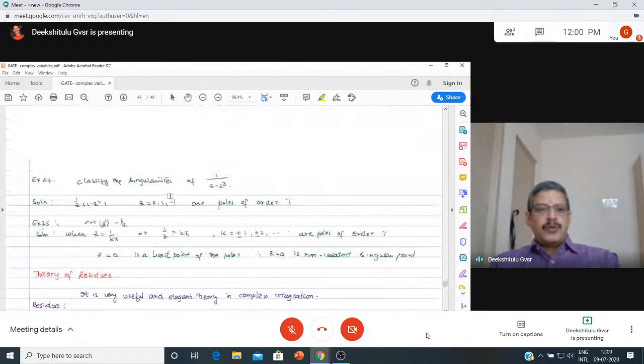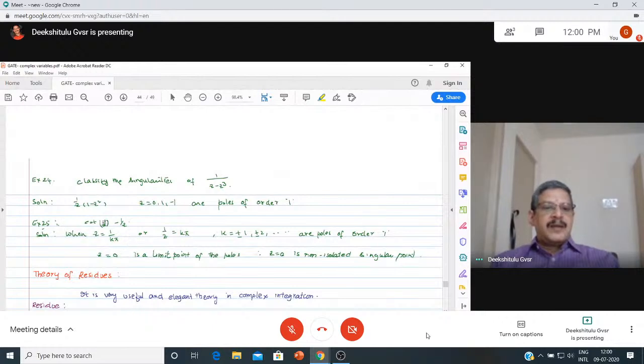Now let us classify the singularities of 1/(z − z³). You can write this as 1/(z(1 − z²)). As I said, equate the denominator to 0 and find the points; they are the poles. So z = 1, 0 and −1 are the poles of order 1.